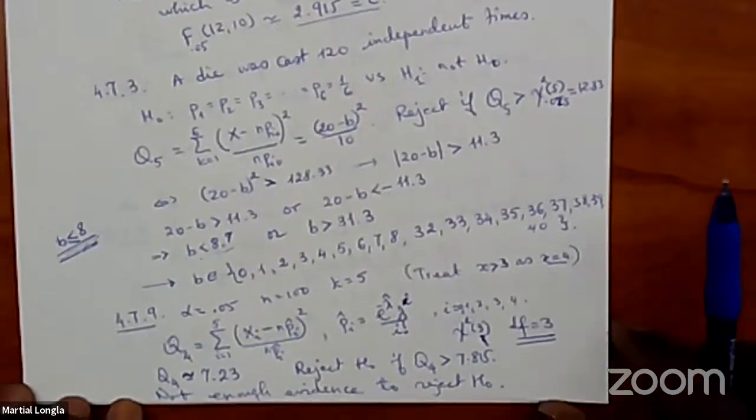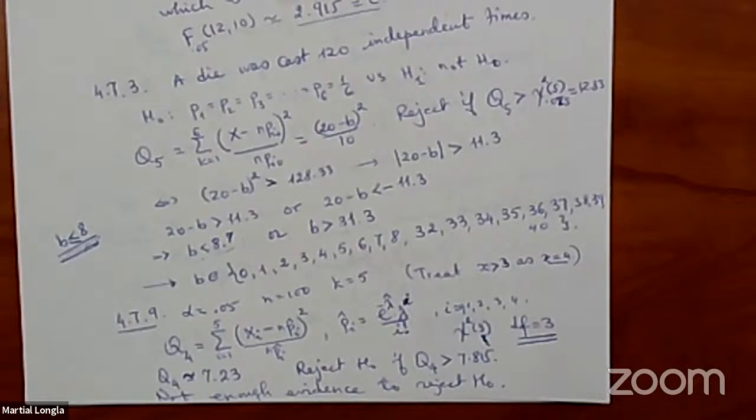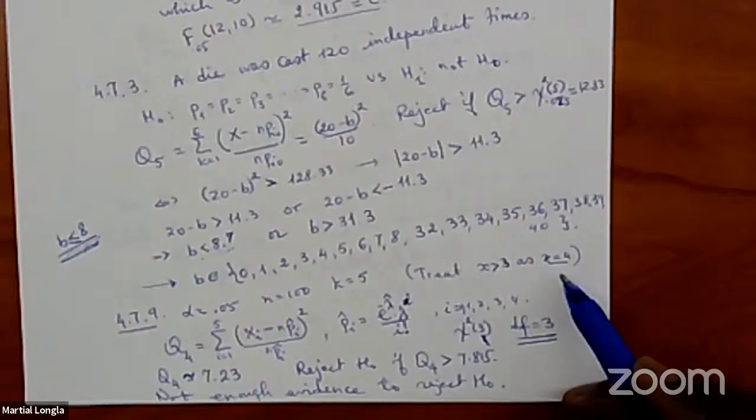Now, the next problem was about testing whether data was coming from a Poisson distribution or not. And how were we supposed to do that? They gave us a set of numbers that were obtained for 0, 1, 2, 3. And it asks us to treat everything else as x equal 4. So everything including 3, 4, including 4, 5, 6, 7, 8, all the way to infinity, treat that as x equal 4.